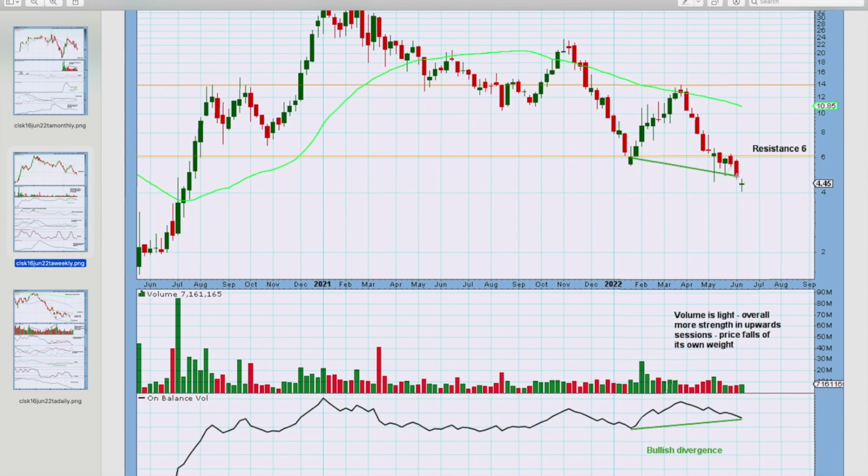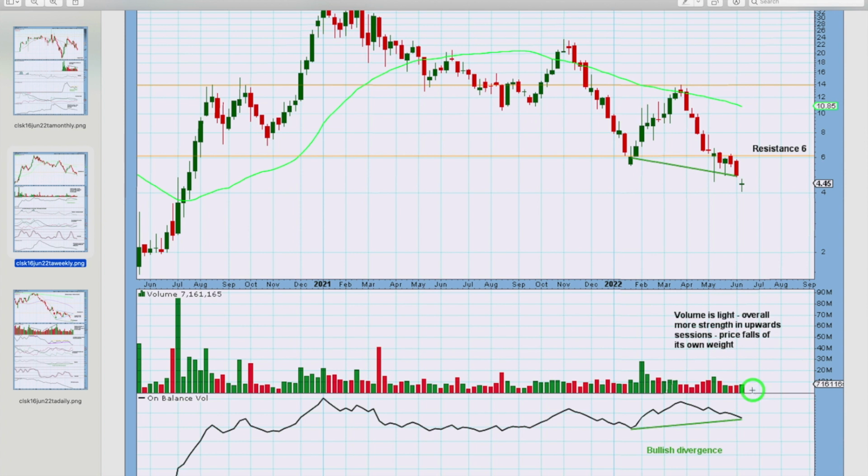It's not an identified swing high or low, so I'm not going to give that bullish divergence too much weight. Volume is really light, and overall it seems that upward sessions within upward movement have stronger volume than downward sessions within downward movement.